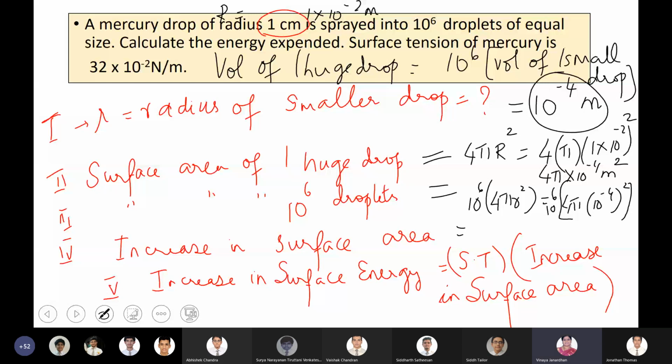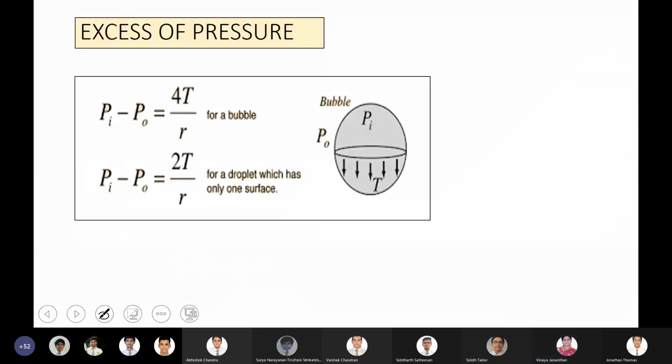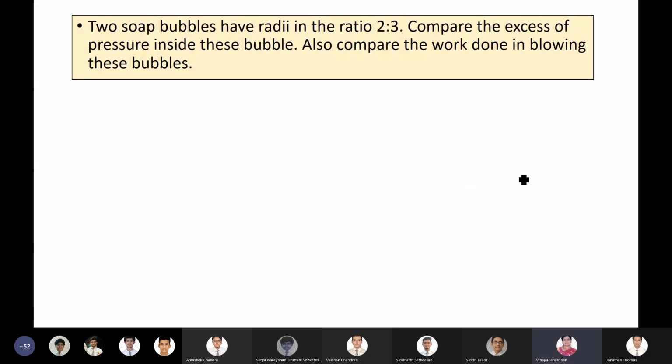Fine, boys. We'll go for one another important numerical on excess of pressure. You have derived an expression for the excess of pressure. Now we'll start solving a numerical. Two soap bubbles have radii in the ratio 2:3. Compare the excess of pressure inside these bubbles. So first we'll solve the first part of the question.